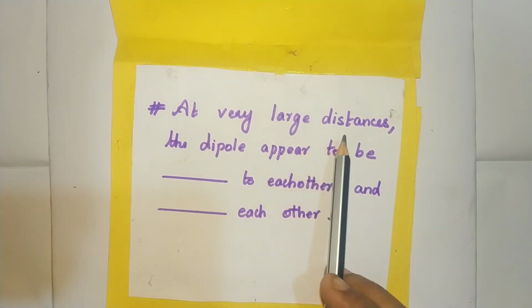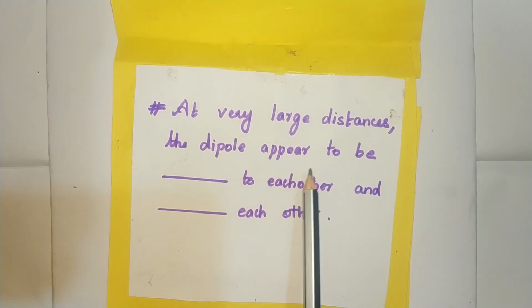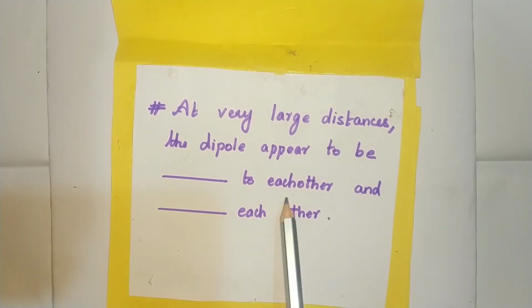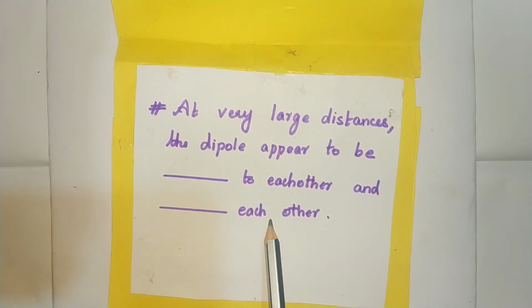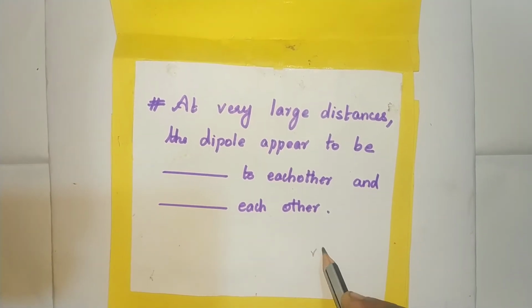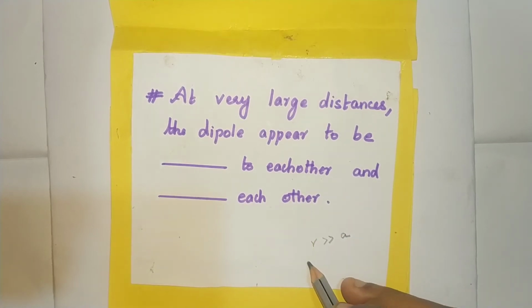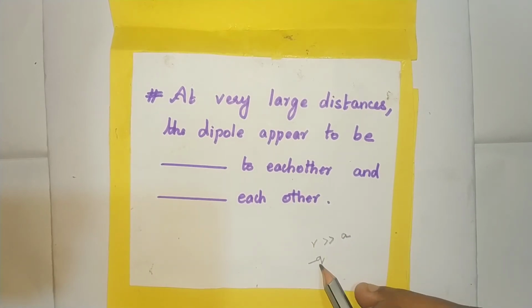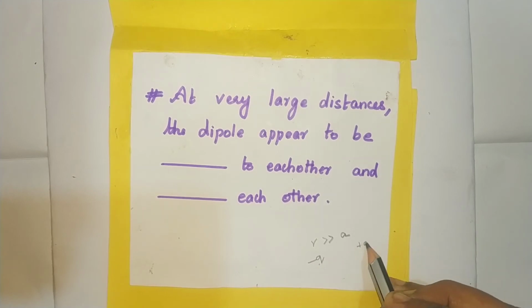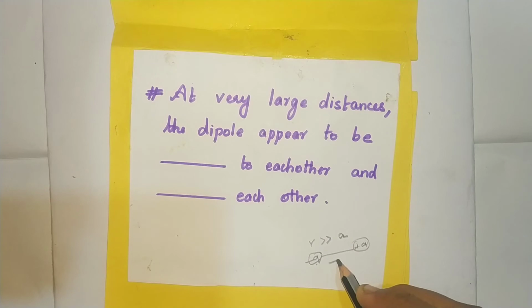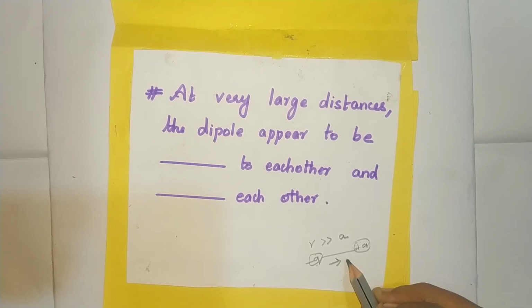At very large distances, the dipole appears to be dash to each other and dash to each other. When the distance r is far, far greater than a, how does the dipole appear? The distance between minus q and plus q will tend to 0.